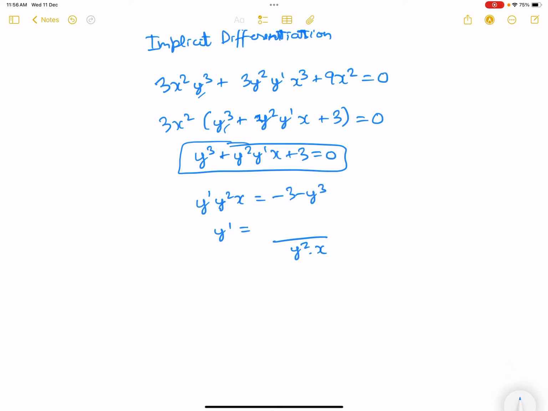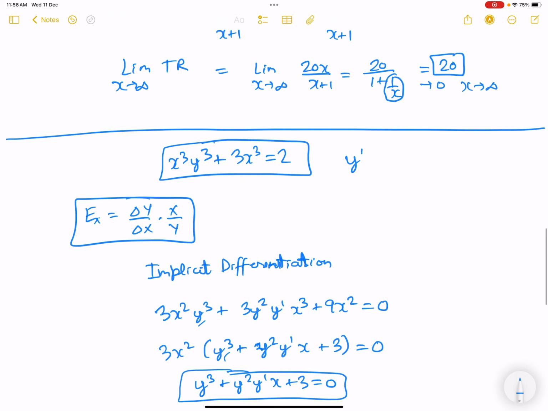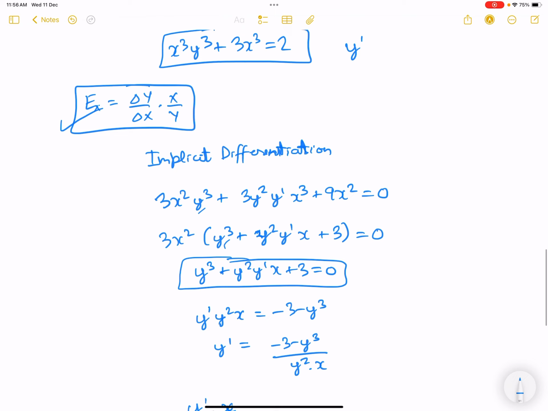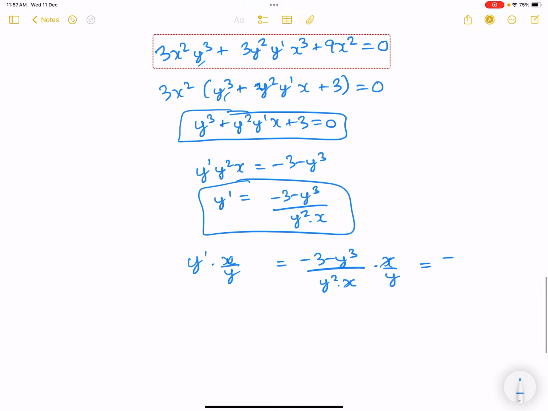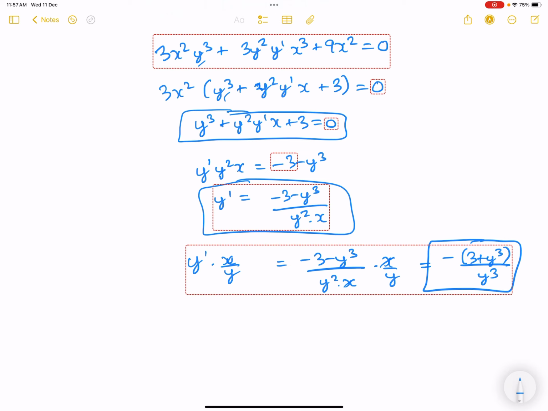So this is minus 3 minus y cube into this. So elasticity would be y dash into x by y, as we have already seen. So change in y by change in x is this. So elasticity would be minus 3 minus y cube over y square x into x upon y. So this turns out to be 3 plus y cube upon y cube. So this would be the elasticity of y with respect to x for the given function.